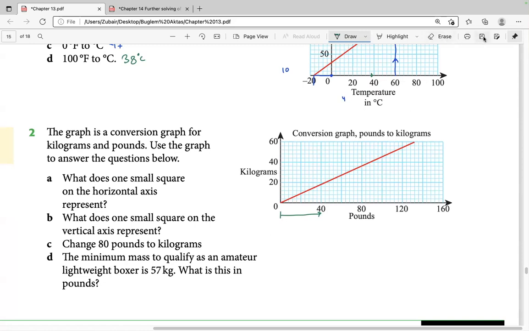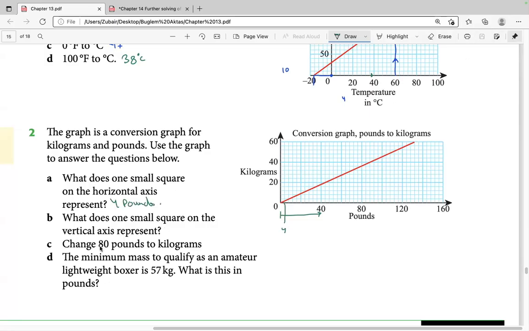But it will always be 5 or 10. So in 1 centimeter, in this case, these are 5 boxes, and we can see 5, 5, 10. 10 boxes are representing 40. So one small box would represent 4. So it represents 4 pounds.